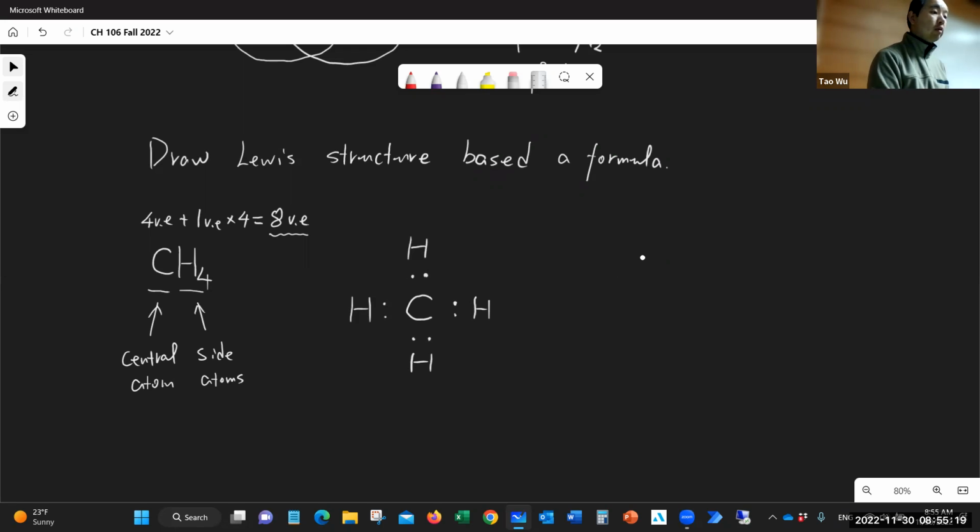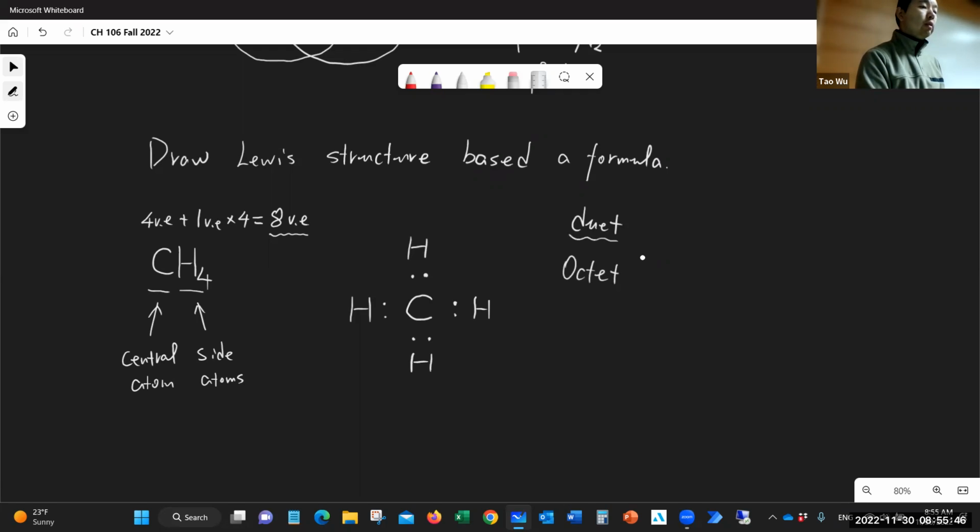But obviously, we already assigned 8 dots now, so in this case you're not going to assign any more dots. Then we need to double check whether this Lewis structure is correct or not. How to check? We base it on 2 rules. One is called the duet rule, and one is called the octet rule.